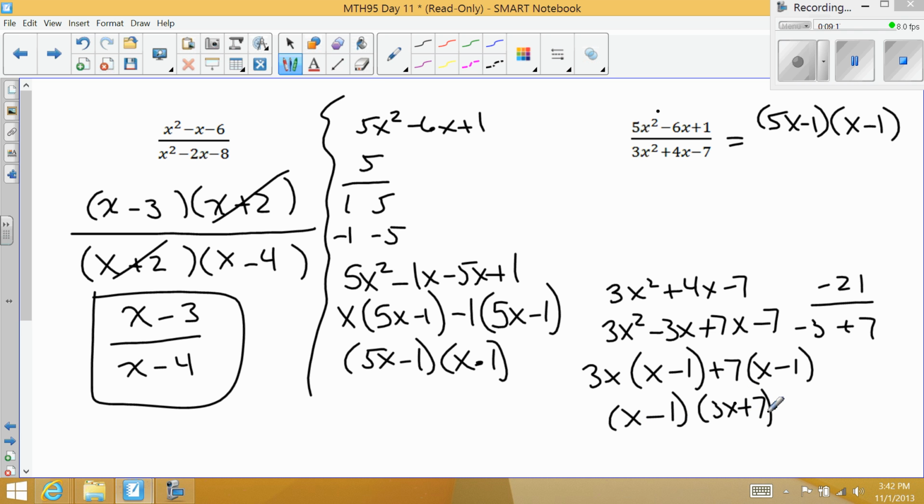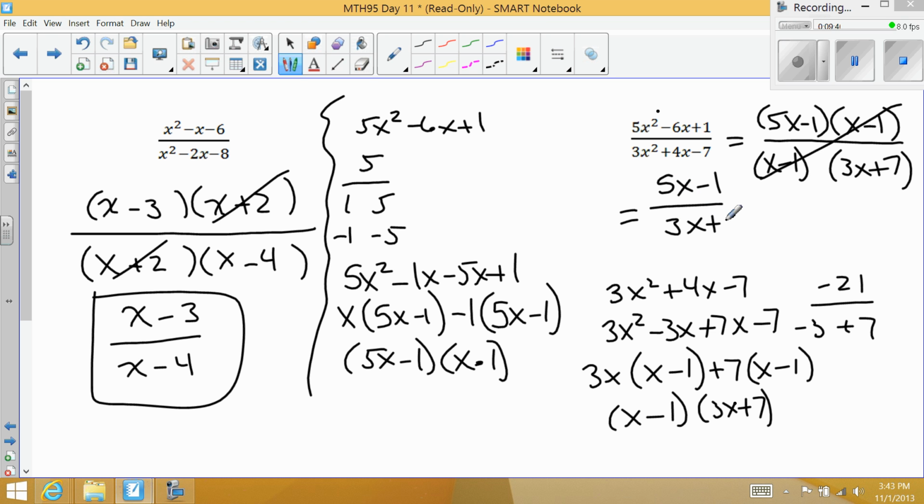Then taking this factored result back to our original problem, we have x subtract 1 times 3x plus 7, and again we're seeing a common factor here of x subtract 1 and x subtract 1, reducing our polynomial rational function down to 5x subtract 1 over 3x plus 7. So quite a bit of factoring goes into these. Everything we've been doing comes back, and we have to keep using it, so you're going to stay in practice.